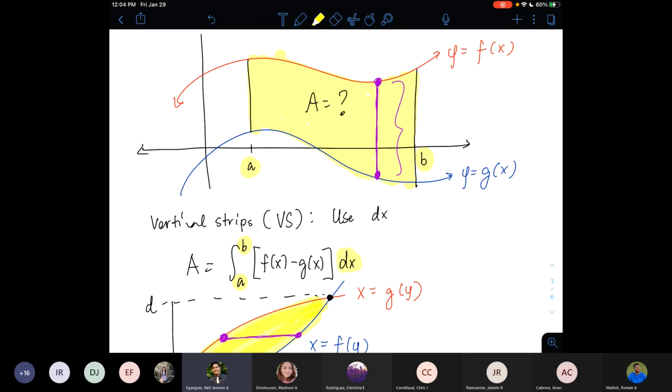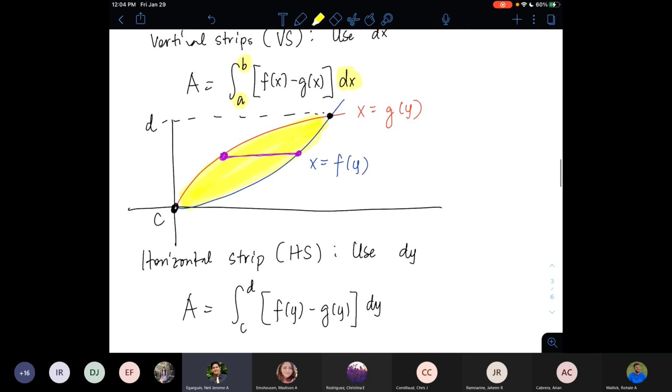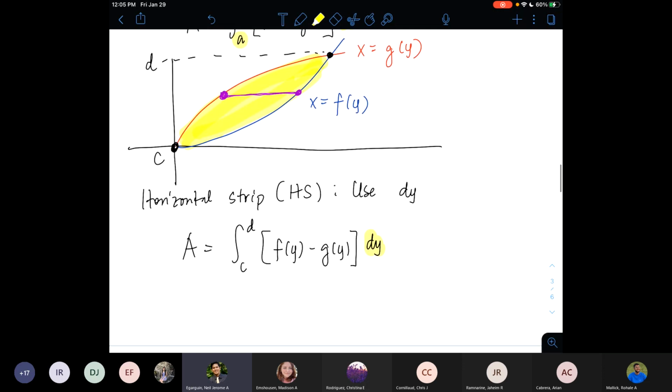And then the integrand would be the height of the vertical strip. So it will be computed as the top function minus the bottom function. All right. Now, there are some moments wherein you might want to use horizontal strips. Whenever you are using horizontal strips, always the variable is y. So you put a dy into your integral to remind you that the next step is to find the bounds for y. What is the y value where the region starts and what's the y value when it ends, right? So in this particular graph, the region started when y is equal to c and ends when y is equal to d.